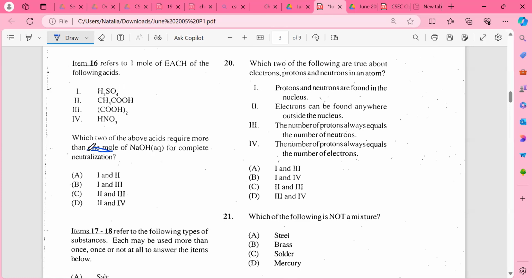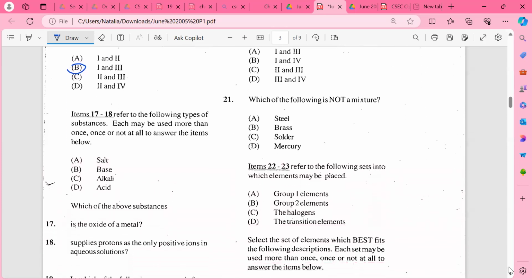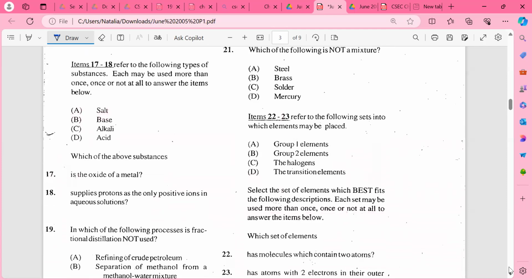So we're looking for anything with more than 1 mole of hydrogen. So we're looking for a dibasic acid. So it would be 1 and 3. When you use salts, base, alkali, acid to answer the following: oxides of metal are bases. Supply proton as the only positive ions in aqueous solution. That is going to be an acid.